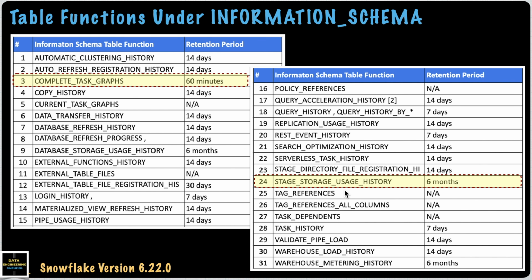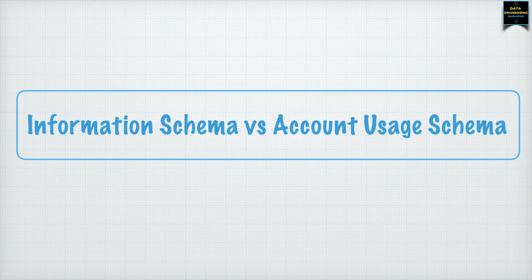I need to make a separate playlist to explain each of these table functions and their purpose, and how we can use them for different reporting or dashboarding. We have covered information schema, the different views available under it, the different table functions, and how we can create a dashboard using information schema queries.